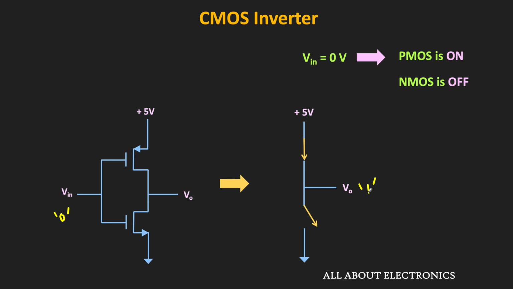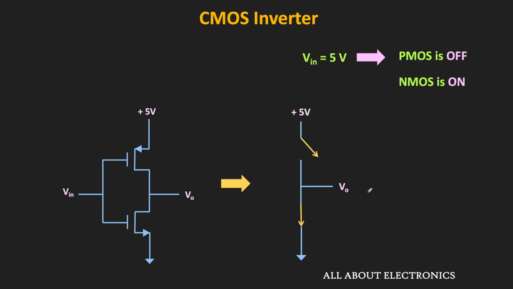On the other hand, when this Vin is equal to logic 1, or in this case, when this Vin is equal to 5 volt, then the PMOS will remain off while the NMOS will remain on. Because for this PMOS transistor, if you see the value of the VSG, then that is equal to 0. And since it is less than the threshold voltage, so this PMOS transistor will remain in the off condition. On the other hand, for the NMOS transistor, if you see, then this VGS is more than the threshold voltage, and due to that, this NMOS transistor will remain in the on condition.